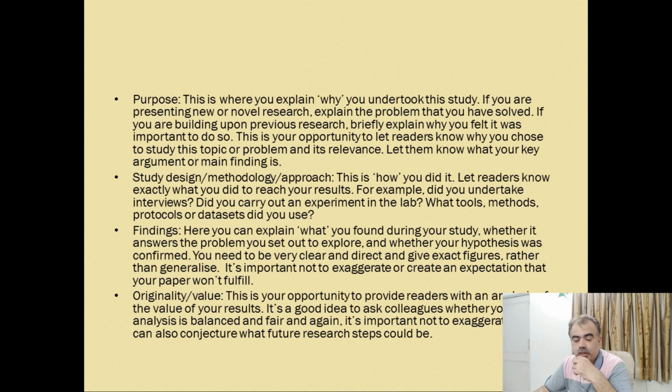So move towards the next. See, these are the 4 points which I recommend to you. You should split your abstract into these 4 categories. Number one is purpose. This is where you explain why you undertook this study. If you are presenting new or novel research, explain the problem that you have solved. If you are building upon previous research, briefly explain why you felt it was important to do so.